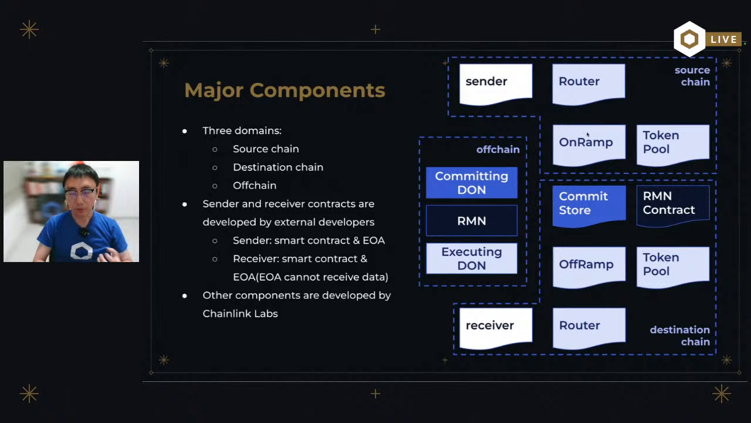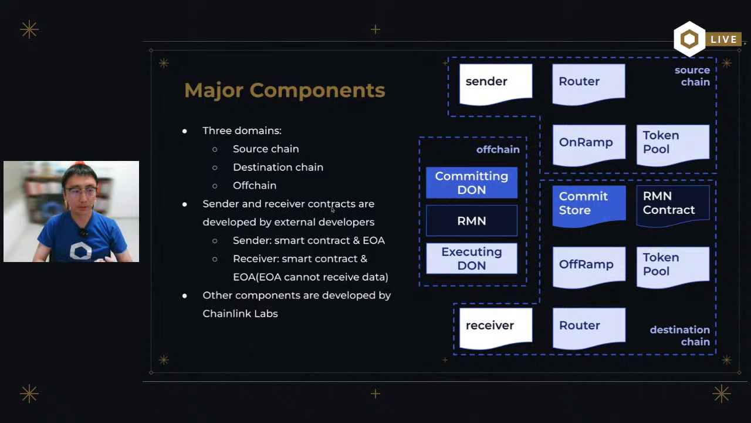So for the CCIP, we'll still have the on-chain part and the off-chain part. But since we are doing cross-chain, we have two on-chain parts: the source chain and the destination chain. The source chain means that you want to start your message, start your transaction from this chain and send it to the destination chain. And there are going to be some smart contracts deployed on the destination chain, supposed to receive your cross-chain message and execute this message in the destination chain.